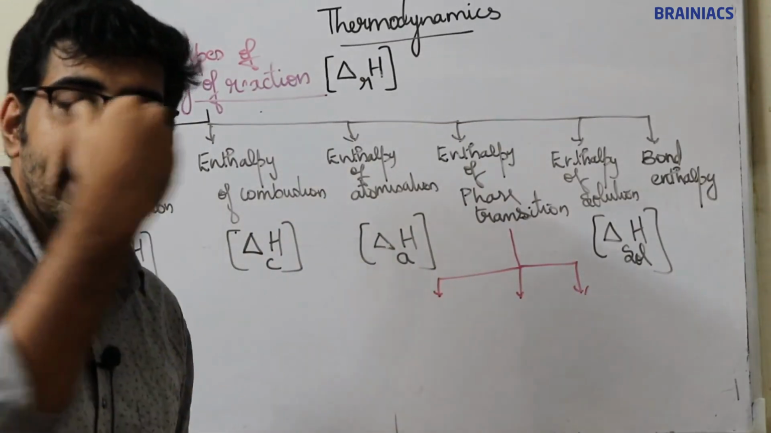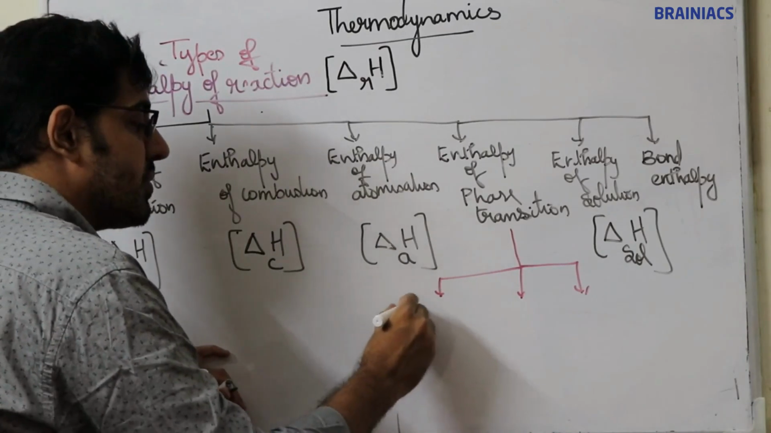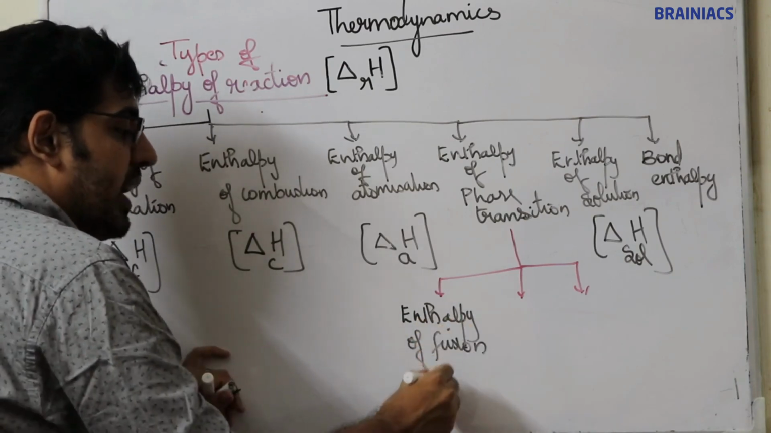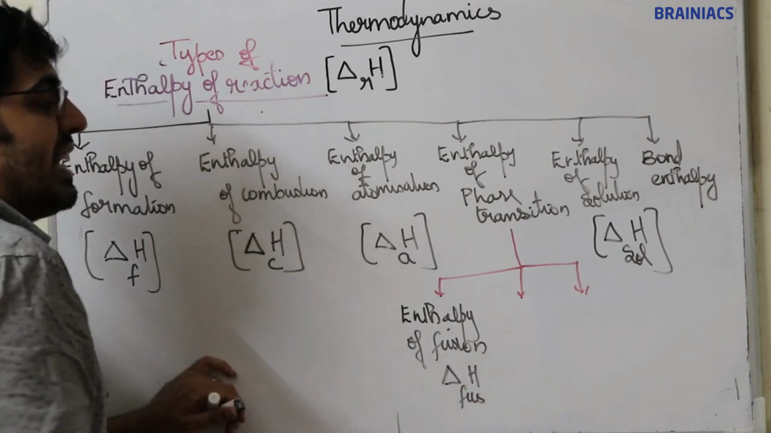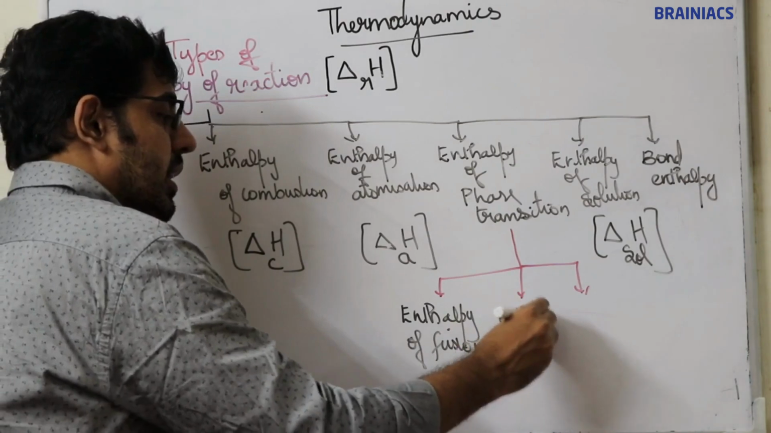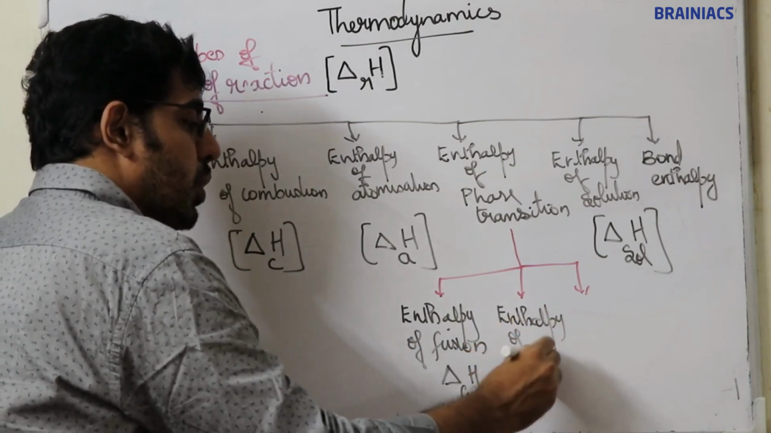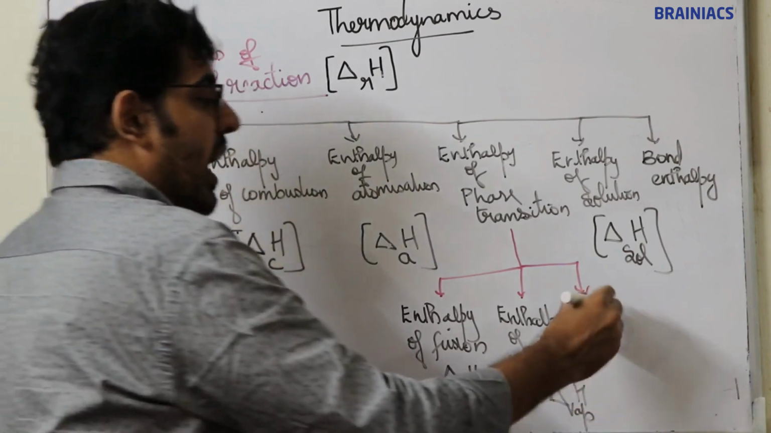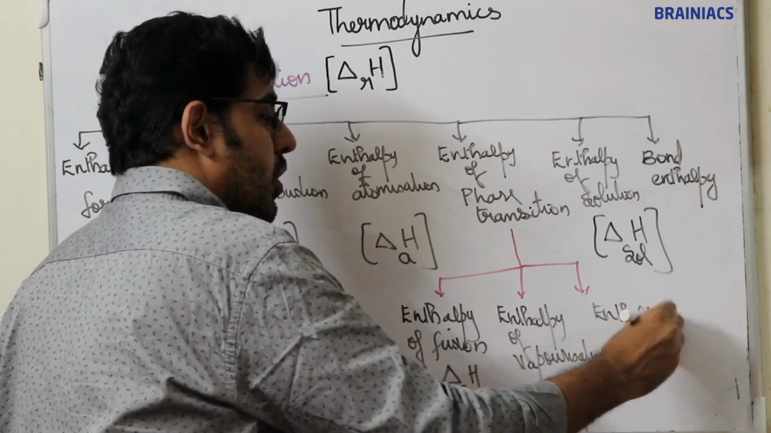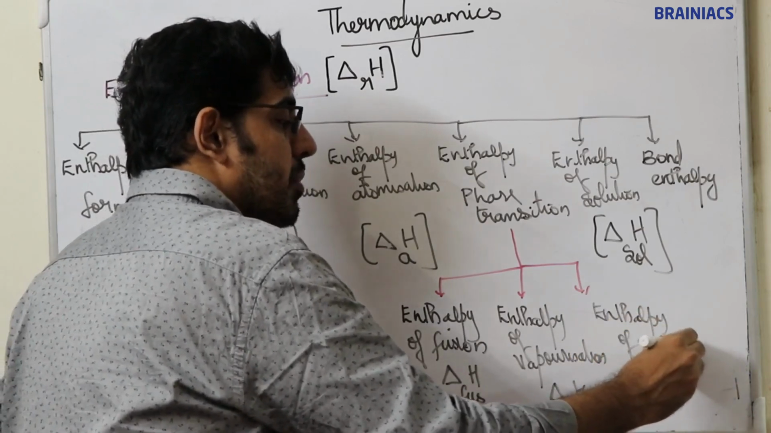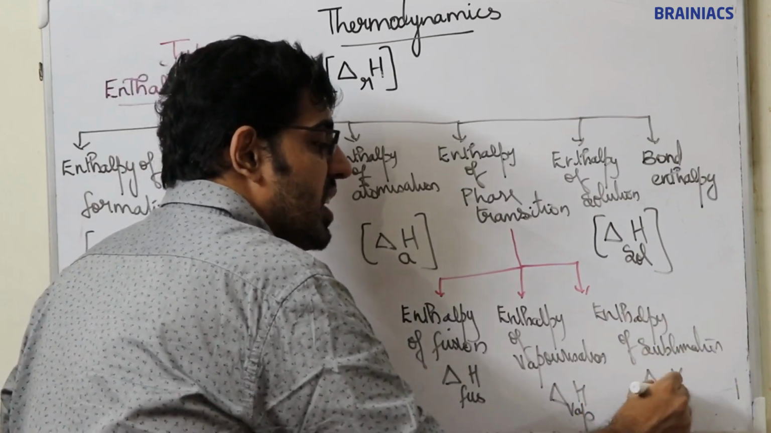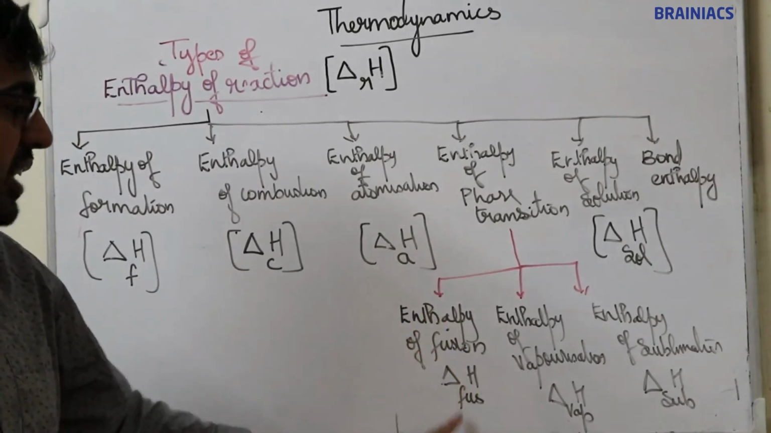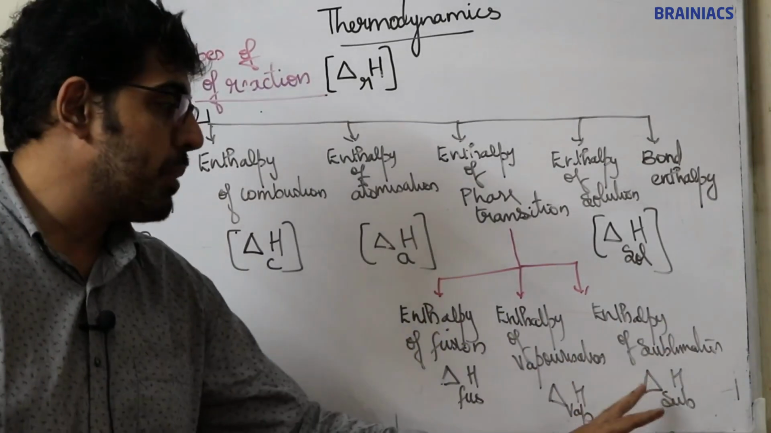Now enthalpy of phase transitions are again classified into three types. First, enthalpy of fusion, represented by delta H FUS. Second, enthalpy of vaporization, represented by delta H VAP. Next, enthalpy of sublimation, represented by delta H SUB. So enthalpy of phase transition is classified into three types: enthalpy of fusion, delta H FUS; enthalpy of vaporization, delta H VAP; enthalpy of sublimation, delta H SUB.